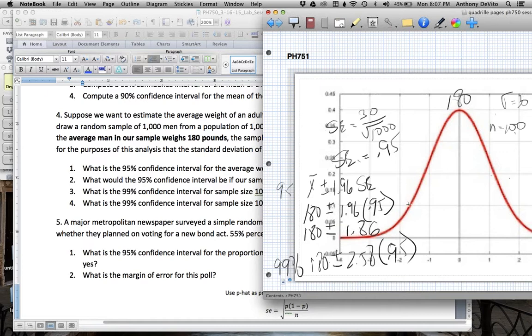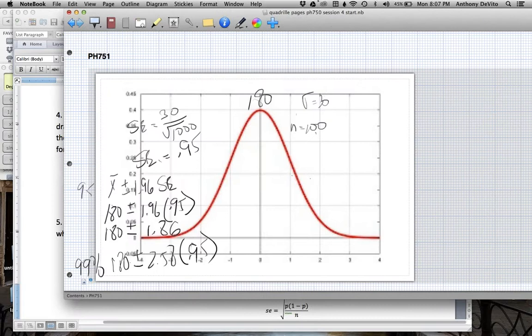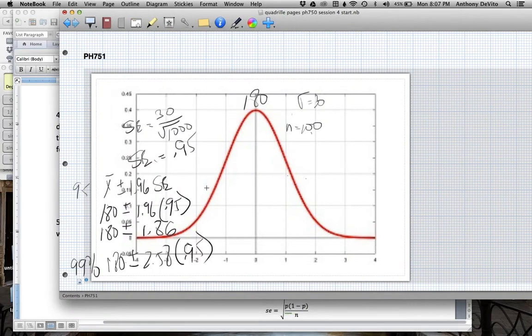So somebody want to tell me what the result here was? It was 180. What was the 95% confidence interval, the range, for number 1 and number 3? Number 1 was 178.14 to 181.86. Okay, and the 99% confidence interval? 177.55 to 182.45. Okay, good.